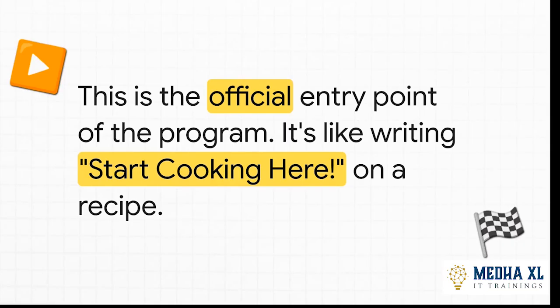Okay, this next line, the public static void main part, looks like the most complicated thing here, but I promise its job is super simple. Think of it as just writing "start cooking here" right at the top of your recipe. It's the official starting point. In programming, we call a self-contained set of instructions like this a method. And this specific main method is what Java always looks for to get things started.